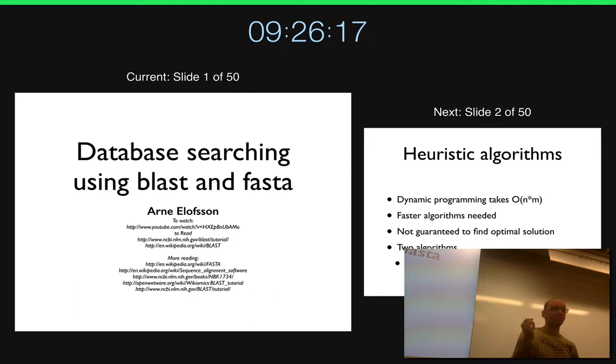What you want to do when you're searching is find the proteins or the nucleotides or genes that are related, and you want to ignore the rest. So there are methods to do that.